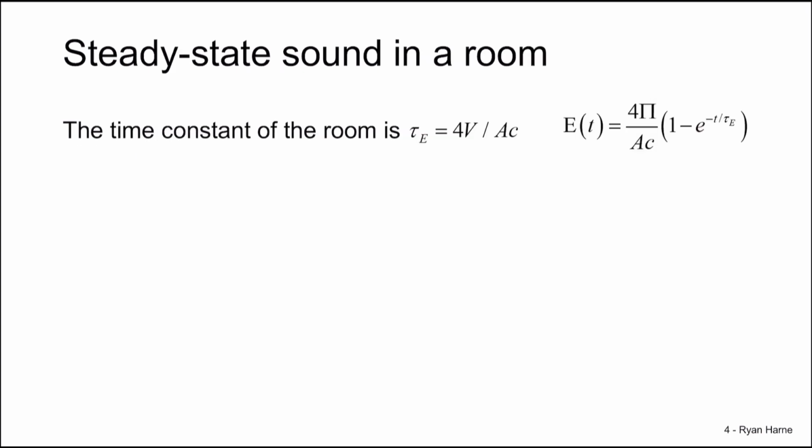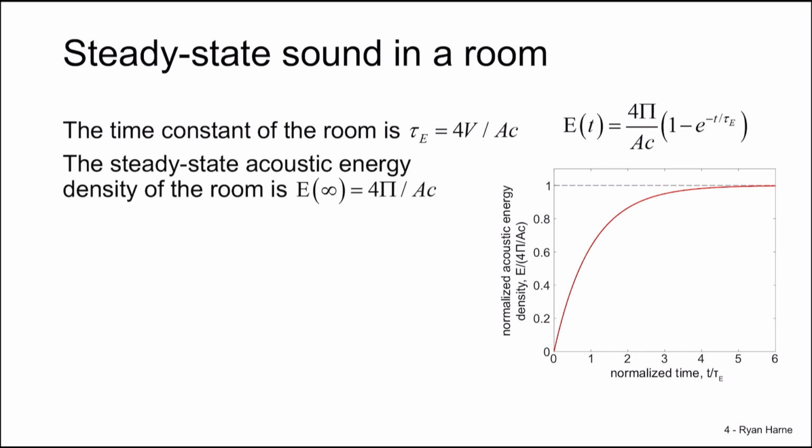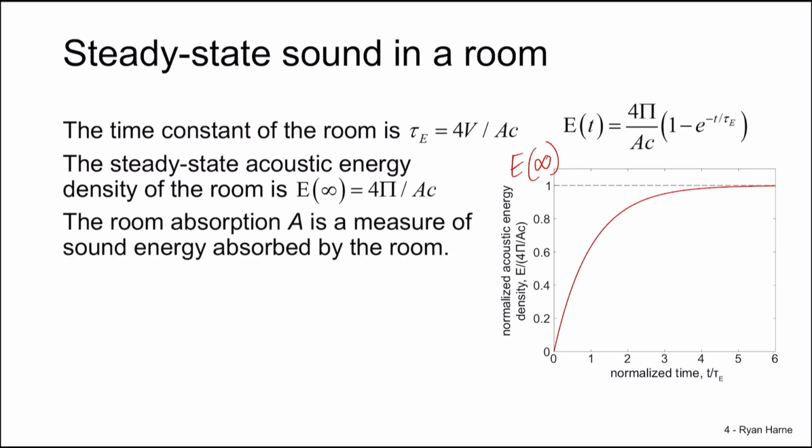The time constant that we found, tau E, is equal to 4 times the volume divided by AC. If we plot out our average acoustic energy density in a normalized time axis, we see that after around 5 or 6 of these room time constants, we arrive at the steady state acoustic energy density. So our steady state level is shown here, since our y-axis is normalized with respect to the steady state. We see that the room absorption A shows up in our steady state value. It's the quantity of the sound energy absorbed by the room.